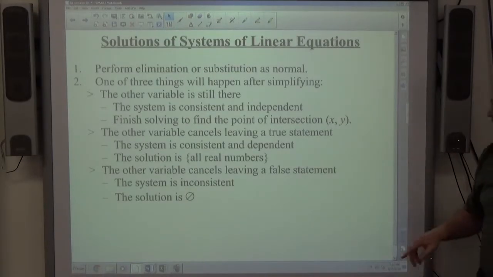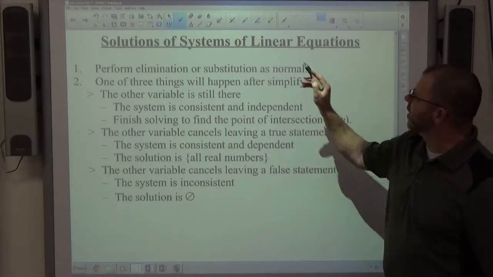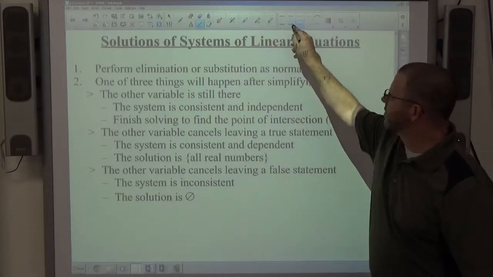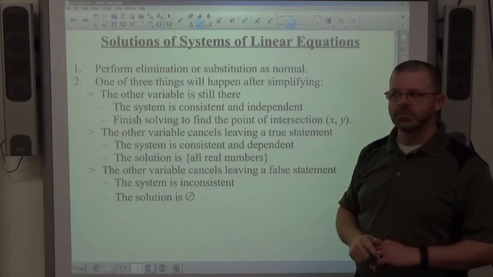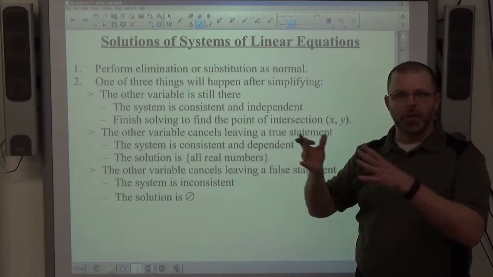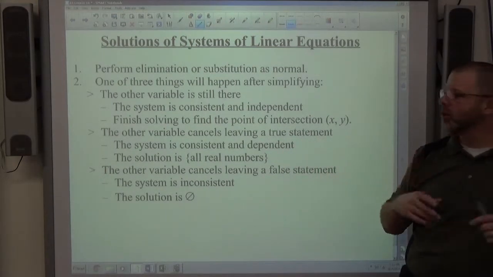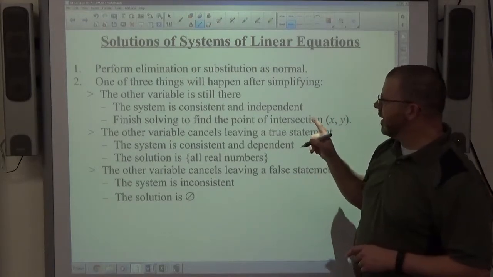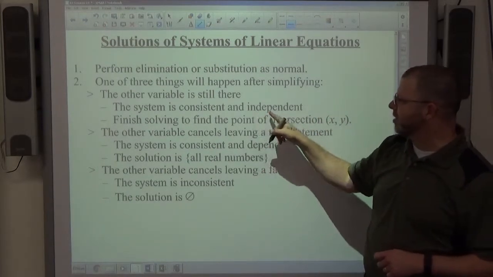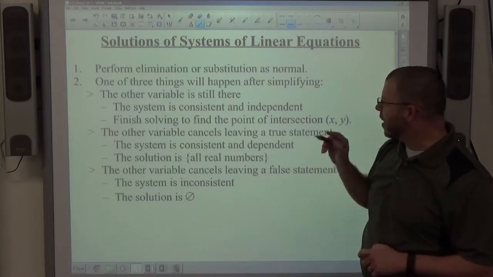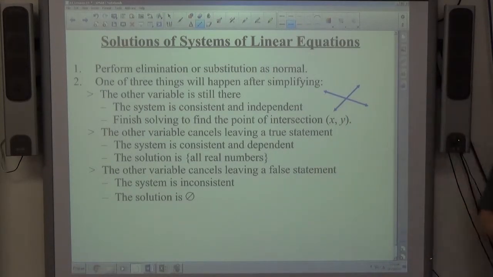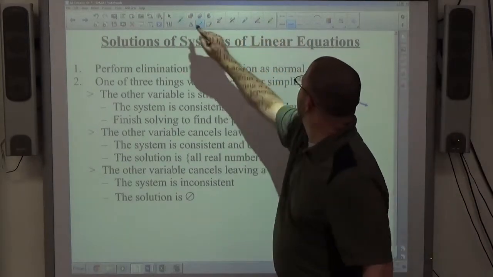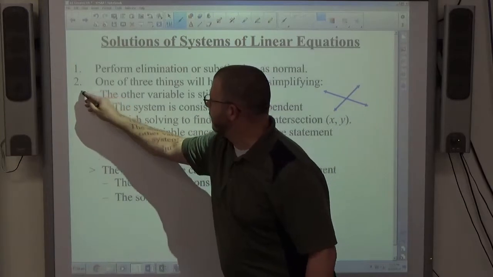Okay, what I want you to see is what we normally see is this first scenario. We perform elimination or substitution as we normally do. I want to get rid of x, so you do whatever multiplication necessary to get rid of x. You do what you normally do. If the system is a consistent independent system, it means the other variable is still there. So, in other words, if we get what we just looked at, we get two lines that cross at some point, that's normal. All right? That is this one right here.